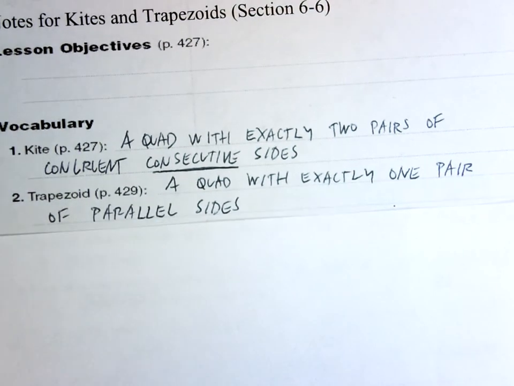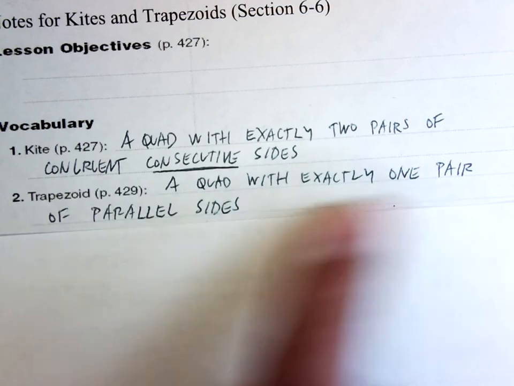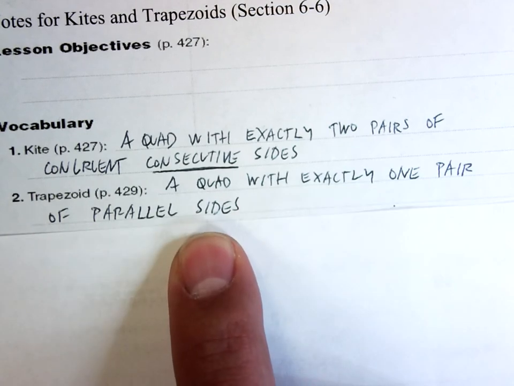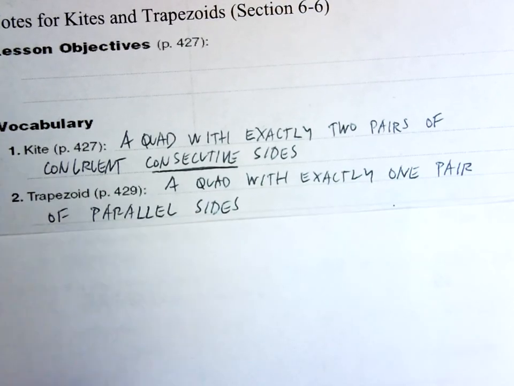Trapezoid. It's a quadrilateral with exactly one pair of parallel sides. With the trapezoid, it has one pair of parallel sides. Only one.